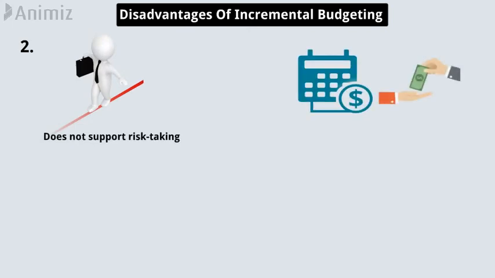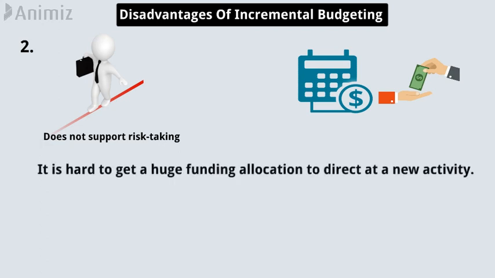2. Incremental budgeting does not support risk-taking. Since an incremental budget allocates most funds to the same users each year, it is hard to get a huge funding allocation to direct at a new activity.